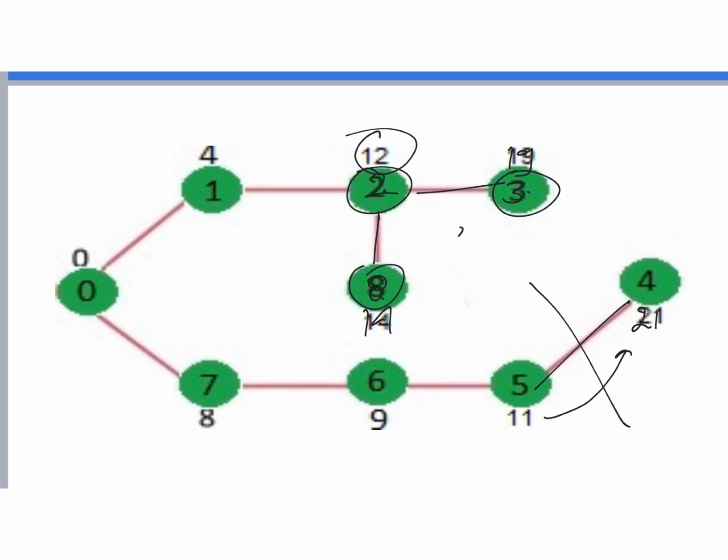21. So the following MST would be 0, it goes to 1, then it comes back to 7, then it goes to 9, then it goes to 6, then it goes to 5, then it comes back and goes to 2, then it goes to 8, then it goes to 3, and it comes back last at 4. So that would be the MST.